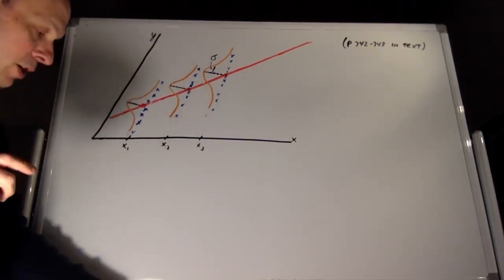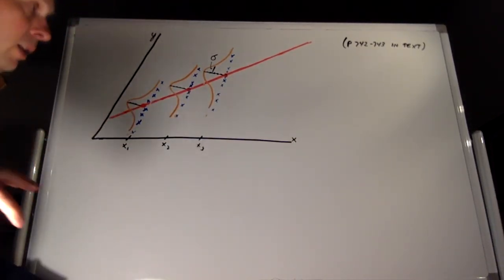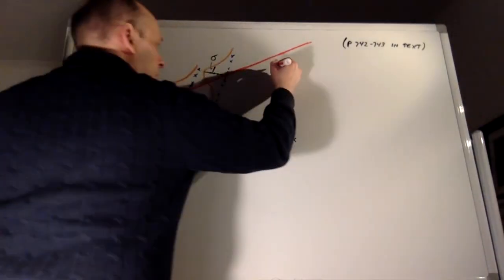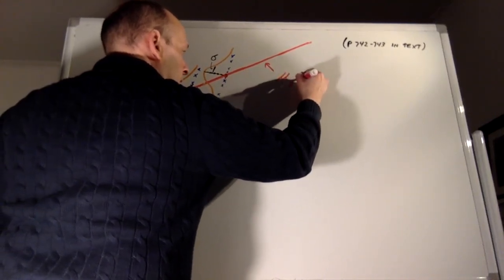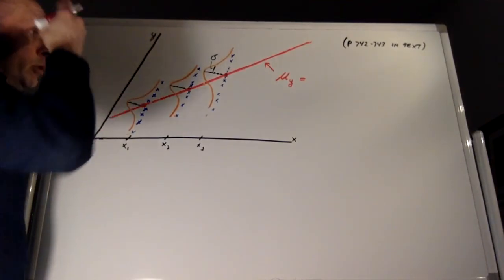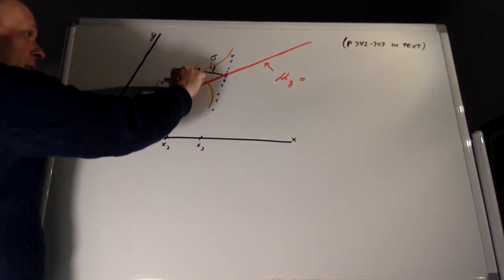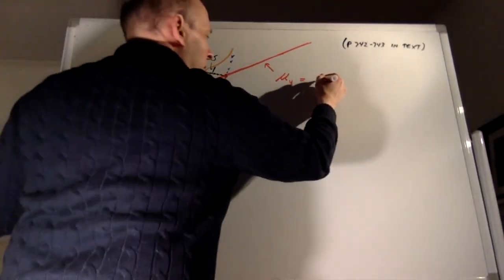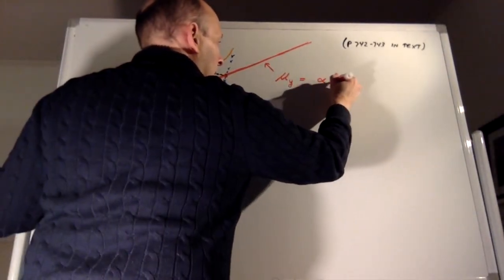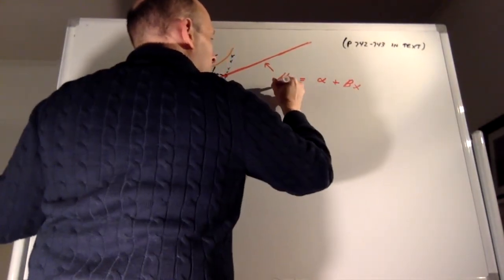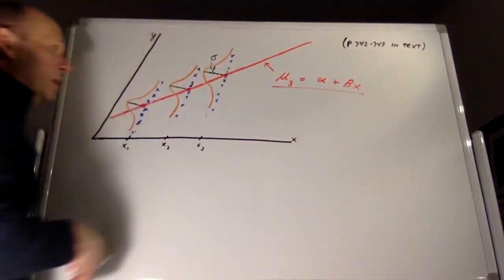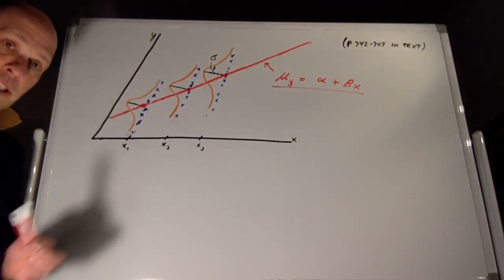By the way, the equation for what we're calling the true regression line looks like this. It's the mean of your y's is equal to, so the average of all these y values is going to be equal to, instead of a plus bx, alpha plus beta x. So that's the equation that we use when we're describing this true regression line.